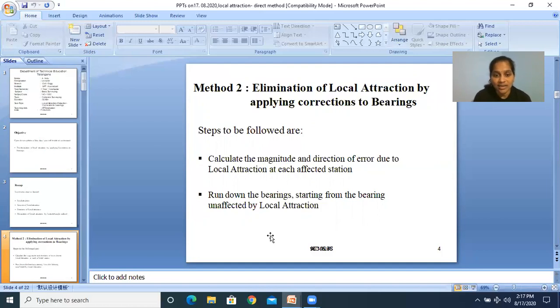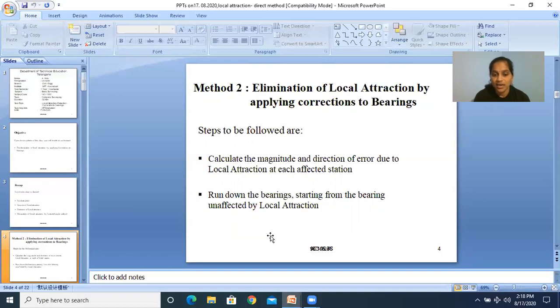Calculate the magnitude and direction of the error due to the local attraction at each affected station. We should calculate how much magnitude, how much the bearing is incorrect. That is the magnitude of the error in the bearings we should calculate, and then in which direction the bearing is going. That is also what we have to calculate.